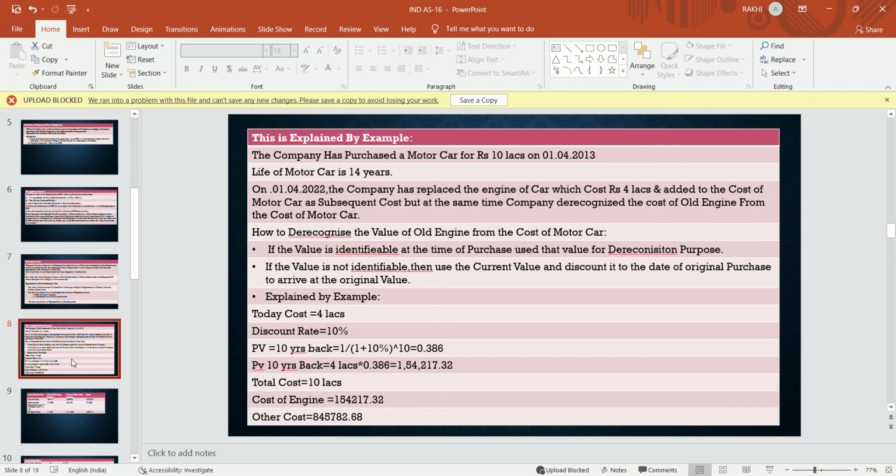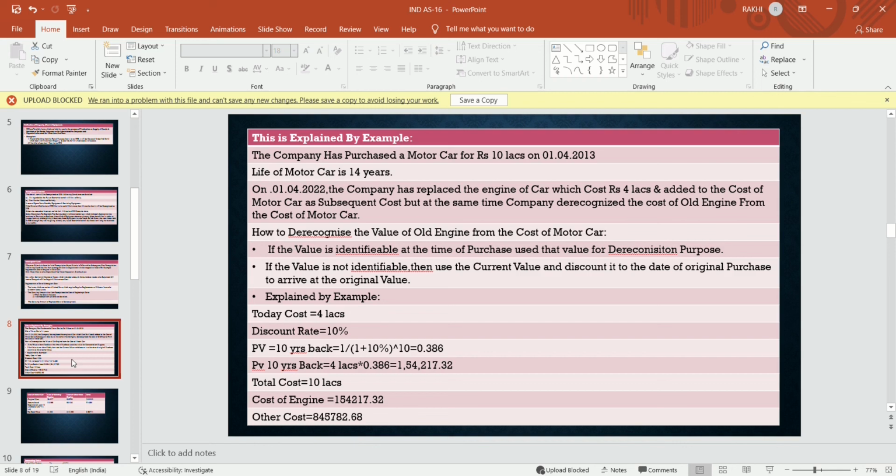What was the cost of the machine today, on the date of replacement? That is, on 1st April 2022, the cost of the engine is 4 lakh. They will use that value and discount it to derive the present value, to derive the value of that engine at the time of purchase of the motor car, that is on 1st April 2013. What was the value of the engine? They will find it by using the discounting factor.